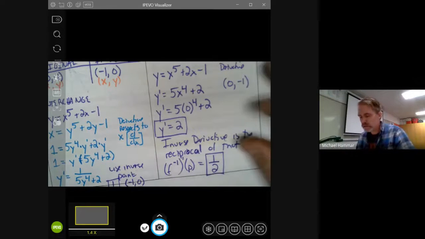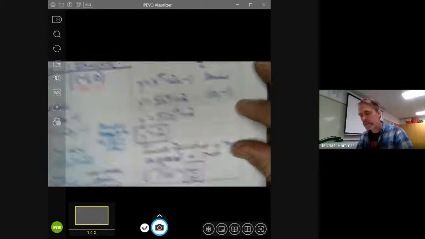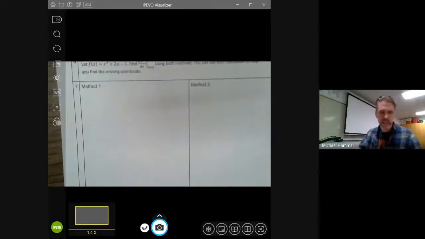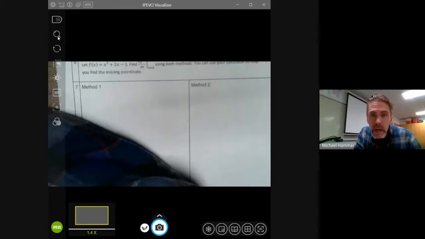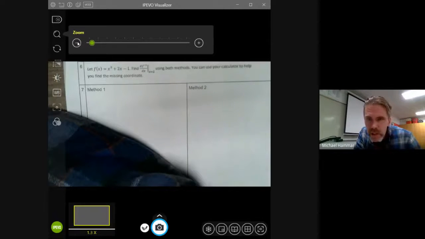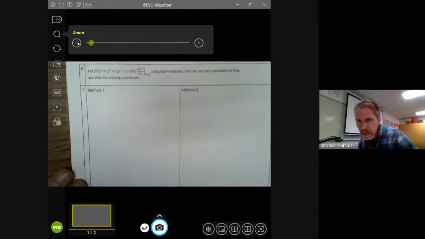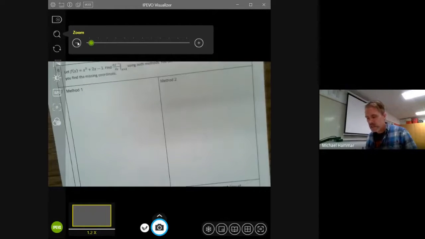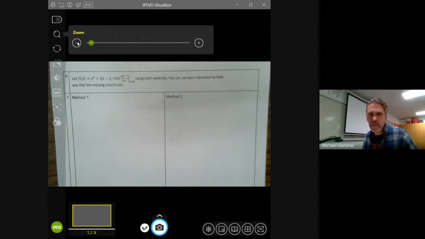So let's go through and try a little more complicated problem. We're going to do one more, and it looks just like this. I would like to zoom out just a little bit. I'm going to take you through this problem, and let's talk about how this works. So let's use both methods again. First, let's read the problem and see what it says.